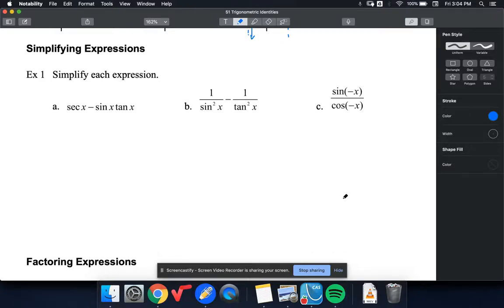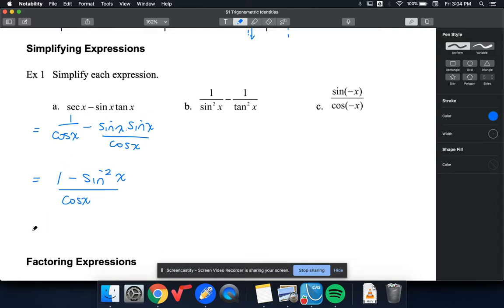All right, so let's use some of those identities to simplify trigonometric expressions. So secant, that's 1 over cosine. Sine is just sine. Tan is sine over cosine. Well, I have a common denominator, so that's great. I can put those together. I'll get 1 minus sine squared x over cos x. 1 minus sine squared x, that's a rearrangement of my Pythagorean identity. So that's cos squared x over cos x, which of course just simplifies down to cosine of x.